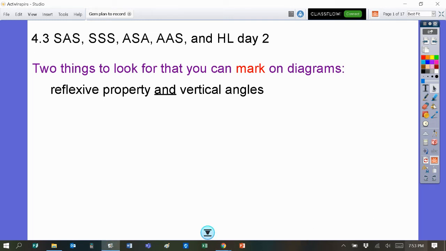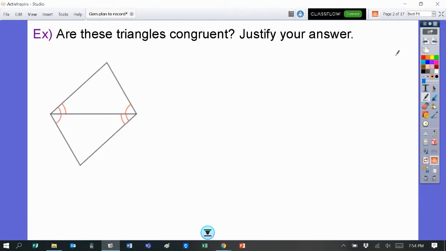All right, so today it's day 2. So again, please make sure there's always 2 things that you can mark on your diagram or your picture, and that is your reflexive property, which in case you forgot, tells you that you are congruent to yourself. A is congruent to A, and then of course your vertical angles. So feel free to pause it right here so that you can mark and draw this picture into your notes.